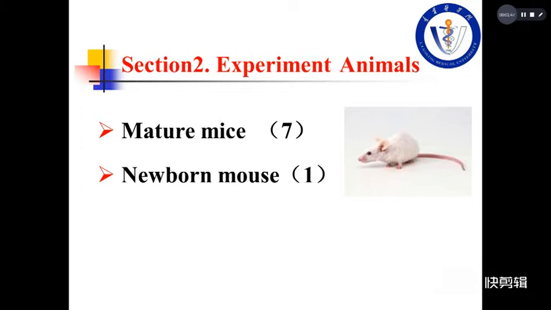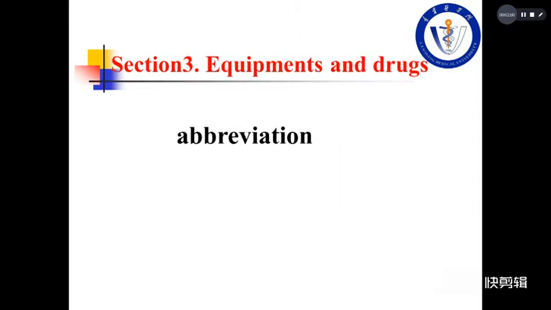Section 2. Experiment animals. 7 mature mice. Only 1 newborn mouse. Section 3. Equipments and drugs. The next, I will introduce.